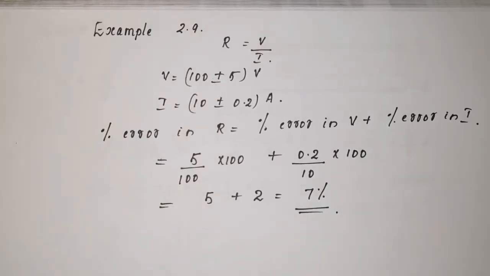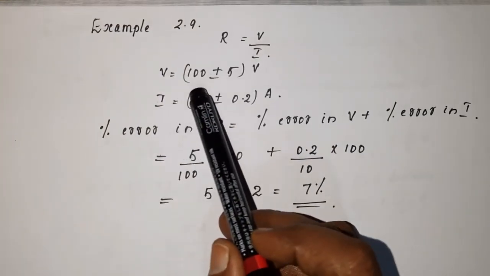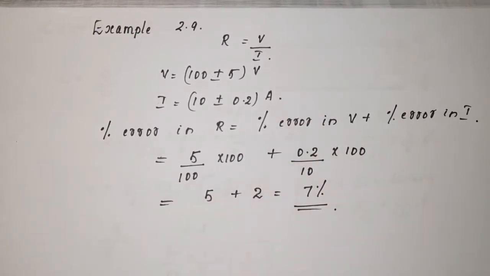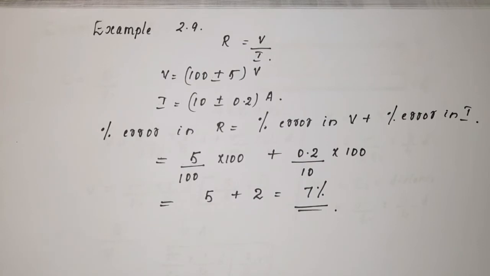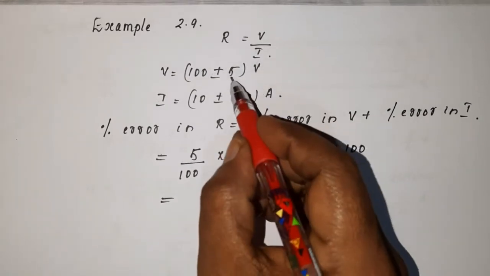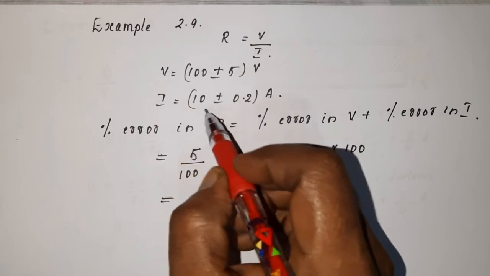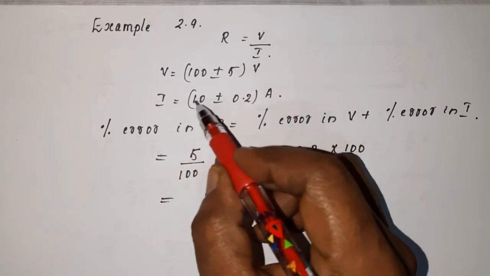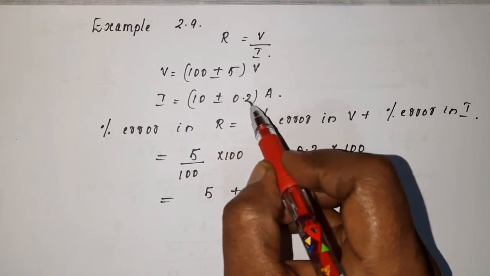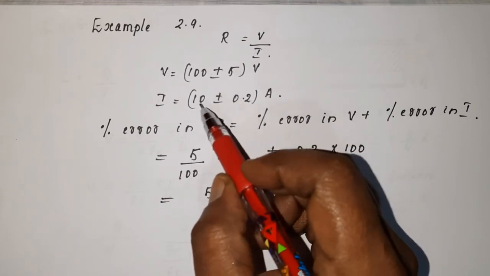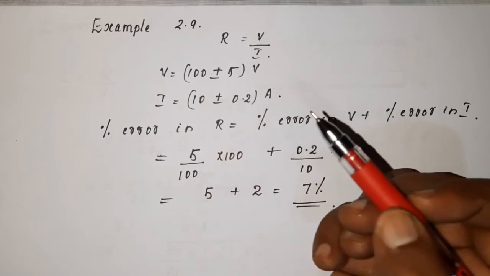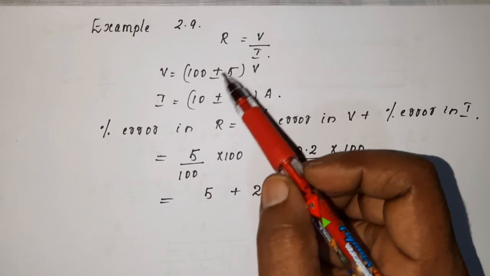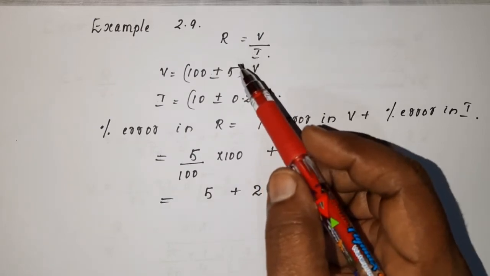So in this question, V is given as 100 plus or minus 5 volt. So the true value in V is 100 and the absolute error is 5. And I is 10 plus or minus 0.2 ampere. So here the absolute error is 0.2 and the measured or the true value is 10. You are asked to find the percentage error in R. Only that is asked. So you can extend that rule.